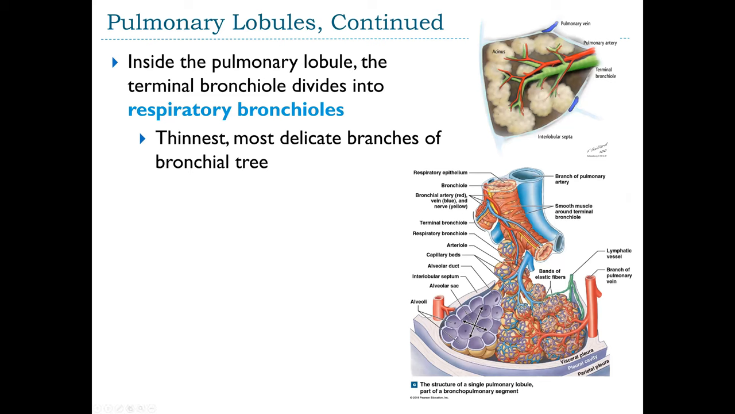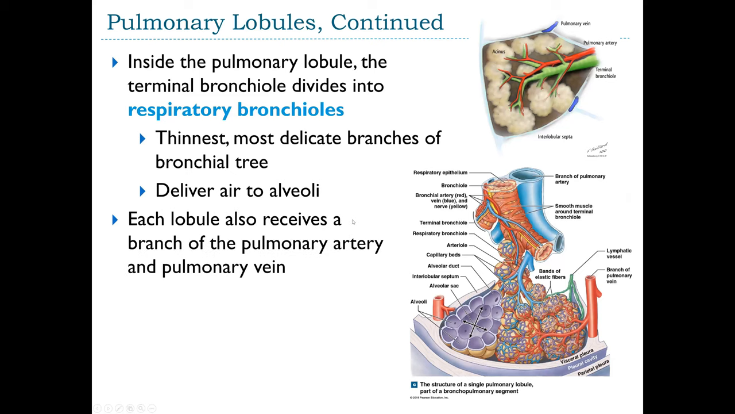It's a little hard in the textbook picture to see the respiratory bronchioles, which is why I provided this picture up here. Again, this would be a single lobule, and you can see how it is divided from other lobules by the interlobular septa. Then we have a terminal bronchiole bringing air into this particular lobule. These small branches here would be the respiratory bronchioles, and these are going to deliver air to the alveoli, or air sacs, of the lung.